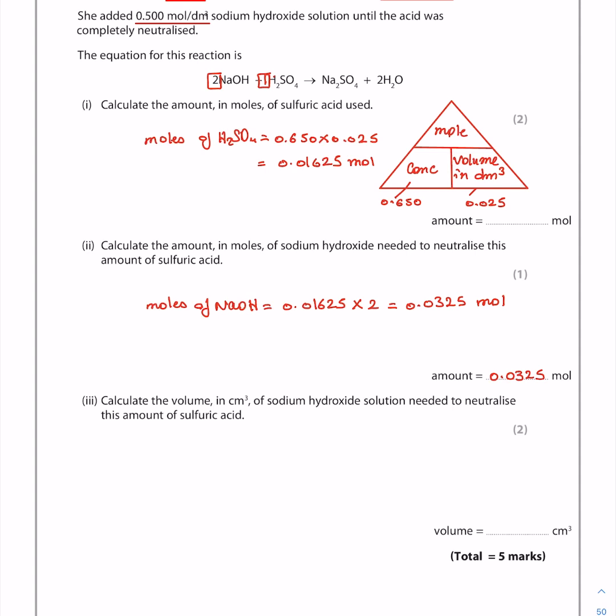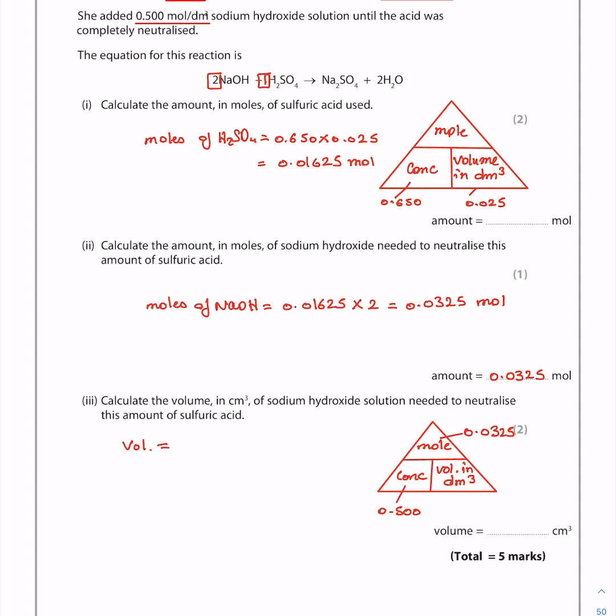0.0325 moles. Part III: calculate the volume in cubic centimeter of sodium hydroxide needed to neutralize this amount of sulfuric acid. عندنا الرول concentration equal moles over volume. معانا المولز جبناها من part II، ومعانا الكونسنتريشن 0.500 اللي هو concentration of sodium hydroxide. يبقى كده فاضل لنا ان احنا نجيب الفوليوم.